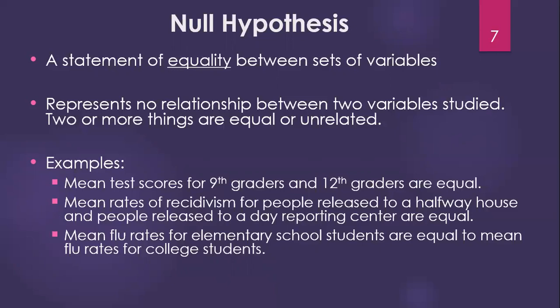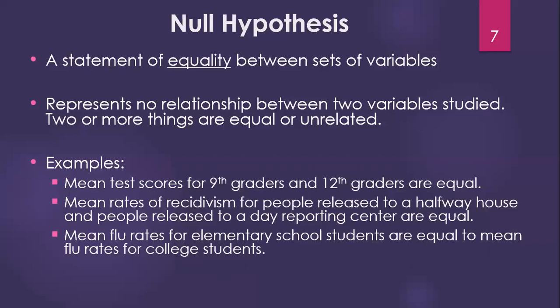So for example, we could say if we had a research question that was about, is there a difference in mean test scores for 9th graders versus 12th graders? An example of a null hypothesis would be that the mean test scores for 9th graders and the mean test scores for 12th graders are equal, that they are the same. Alternatively, we could have a research question that asks, are there differences in recidivism rates for people who are released to a halfway house versus people who are released from prison to something called a day reporting center? The null hypothesis would be that both of these are equal. We could also ask a research question that's about, are there differences in flu rates for people in elementary school compared to college? And the null hypothesis, again, is always that the means for both groups are equal, that the mean flu rates for elementary school students are equal to the mean flu rates for college students.